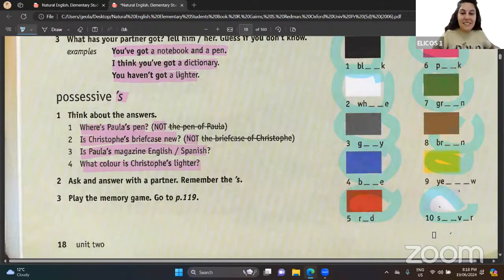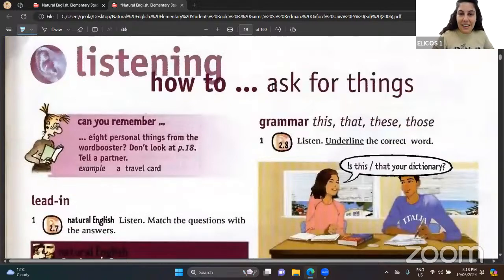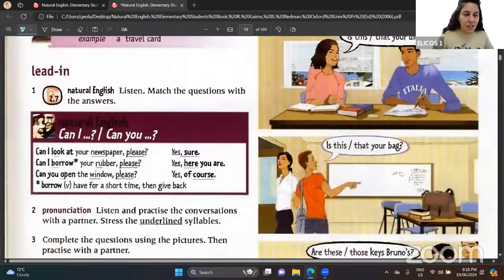So let's ask for things. If I want to ask for something, you can say can. So you can say, can I look at your newspaper, please? Can I borrow your rubber, please? Can you open the window, please? And to respond, yes, sure. Yes, here you are. So if you're giving someone the object, you say, yes, here you are. Yes, of course.